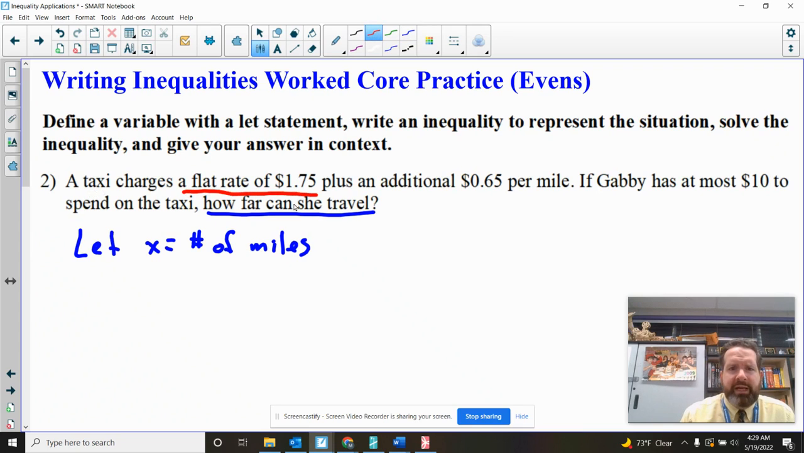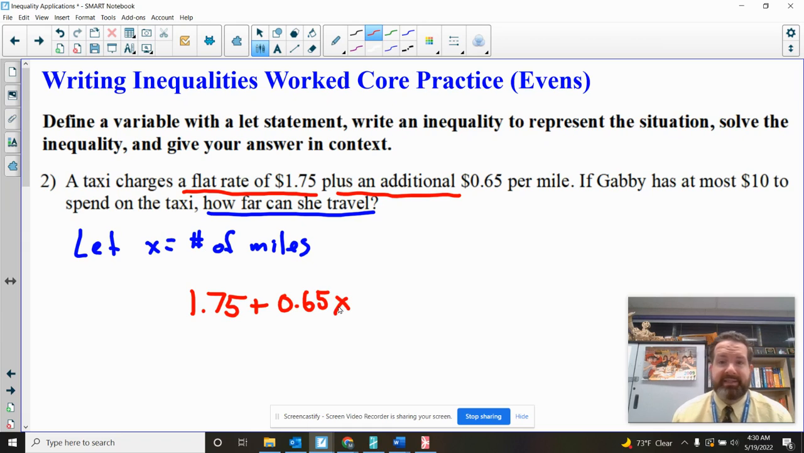So we charge a flat rate of $1.75 plus an additional, so that's an addition, 65 cents per mile. So 1 mile, 65 cents. 2 miles, 65 cents twice. 3 miles, 65 cents 3 times. So if I go x miles, it's that 65 cents x times. Very often, we're going to see a multiplication happening. So this is the per mile cost. So take that per mile cost times the number of miles. Gabby has at most $10.